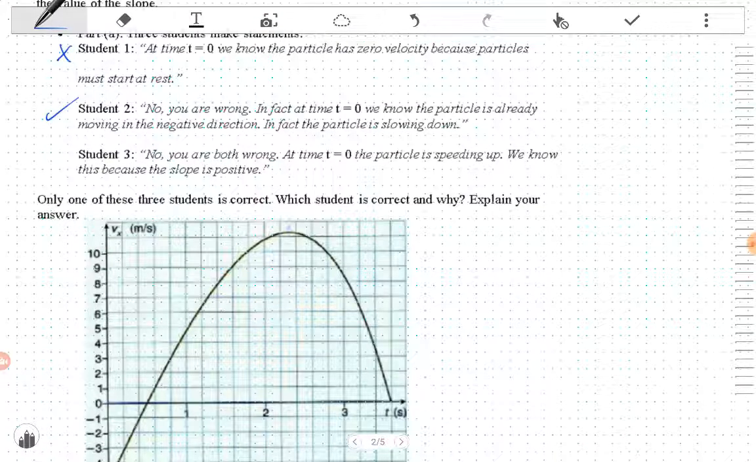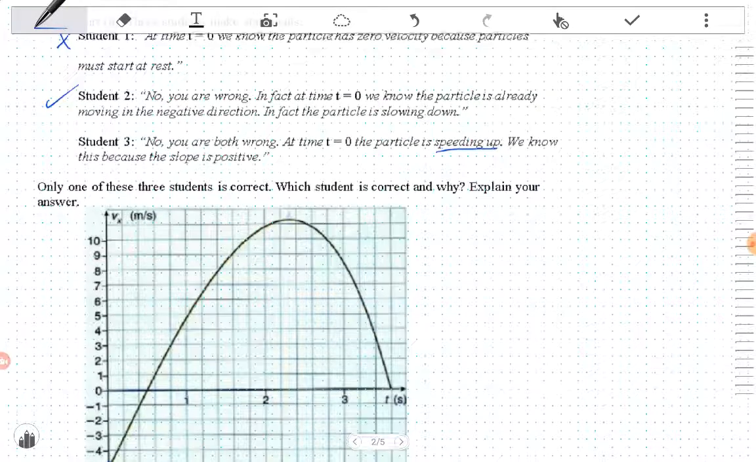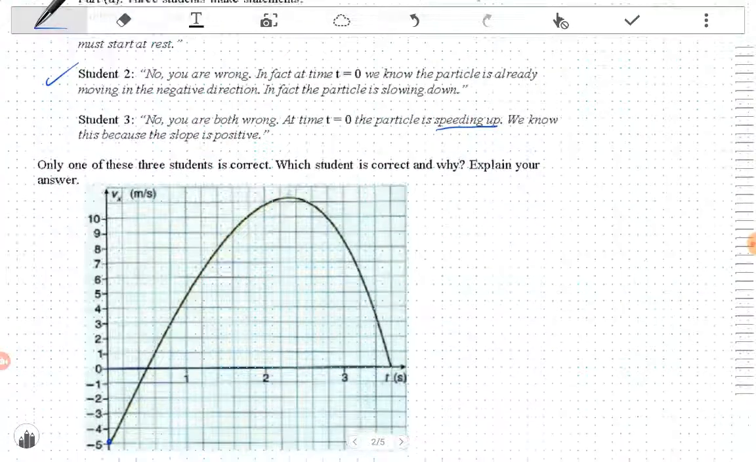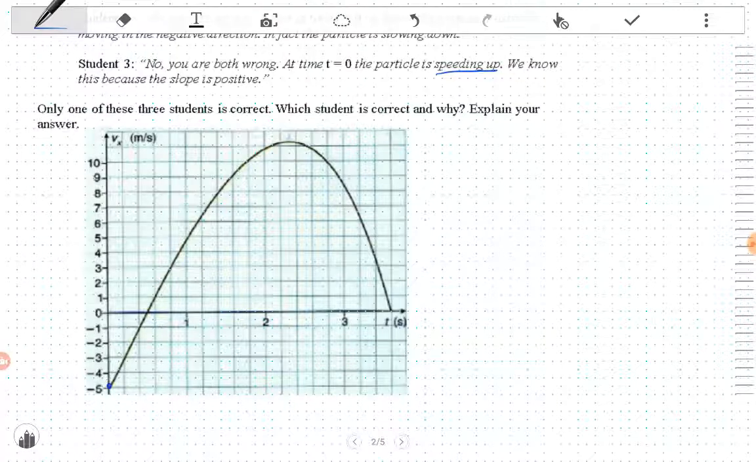The third student said, no, you are both wrong. At time t equals 0, the particle is speeding up. Speeding up? How come speeding up? We know this because the slope is positive. That's true. The slope is positive because this is the direction of positive slope. But it's in the reverse direction, and the velocity is negative. And as we said, it is slowing down, not increasing. It was minus 5 meters per second and then it reached 0.